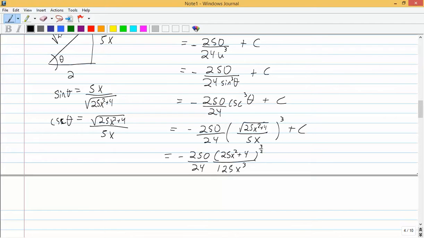And so you can cancel this and this out and get a 2 right there. So I have negative 2 over 24 times, and it doesn't really matter, I mean, you can leave this constant out front, and then you could have 25x squared plus 4 to the 3/2 over x to the third plus c. Okay.